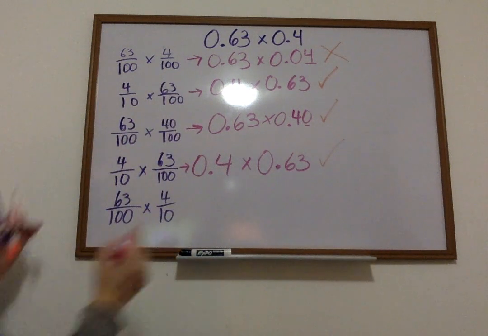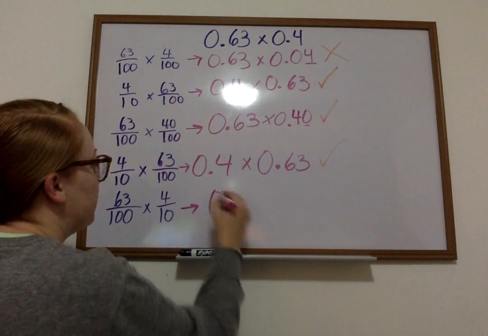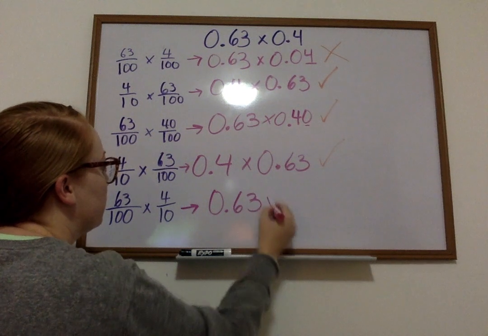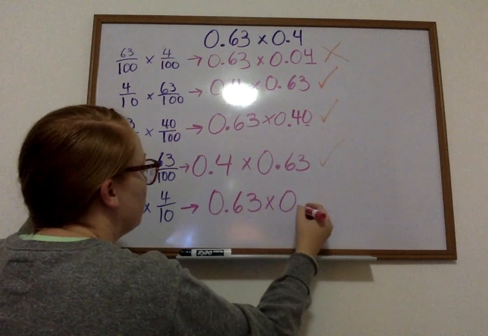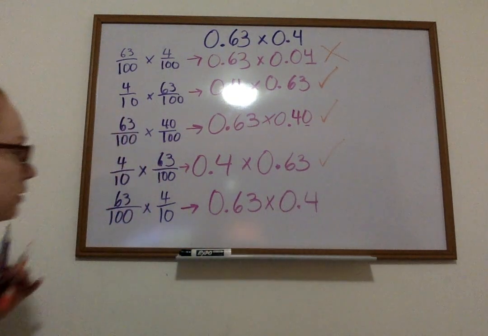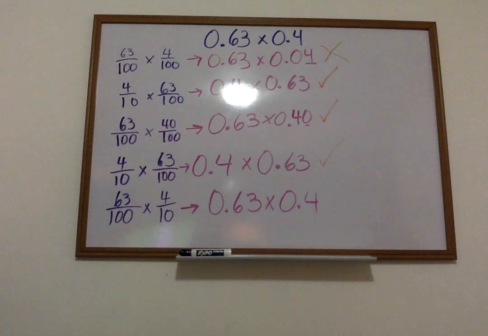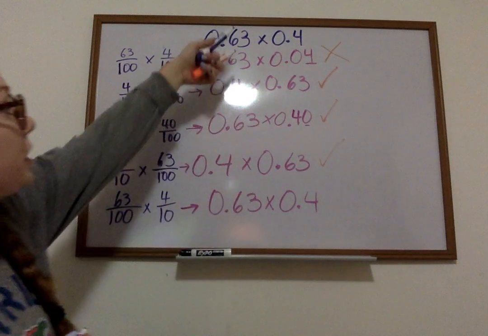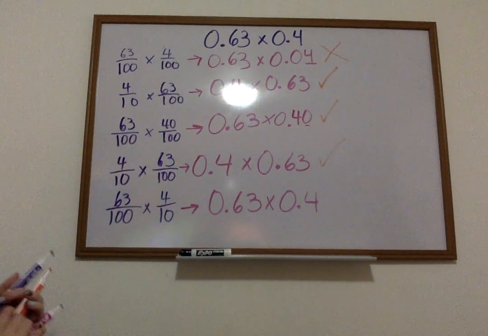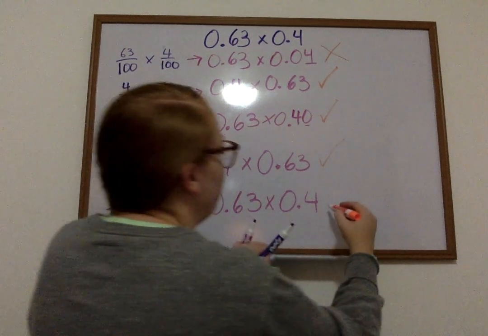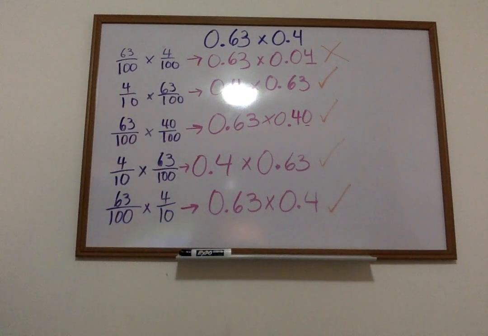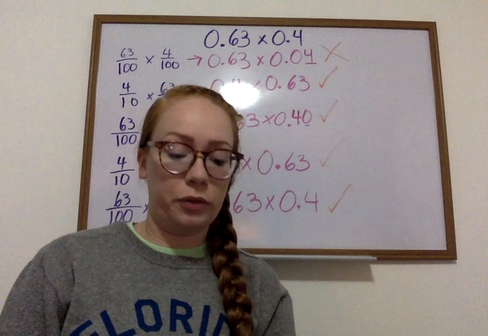Next, I have 63 hundredths times 4 tenths. Is this one equivalent? Yes, it matches it perfectly. It matches my equation exactly how I wrote it. This one is equivalent.